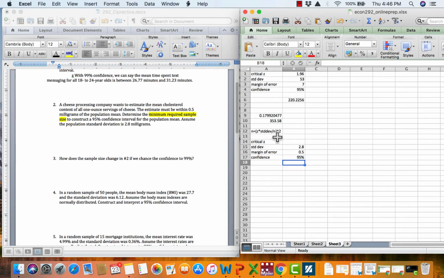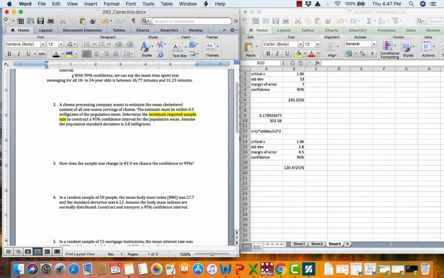To actually calculate n, we need our critical Z. We can go back to that table or calculate it in Minitab. 95% confidence corresponds to a Z of 1.96. Again, that was in the lecture. All right, so we can now calculate this minimum sample size. This equals our Z times our standard deviation divided by our margin of error, all squared. And we end up with 120.472576. But what do we always do here since we're calculating sample size? We always round up.